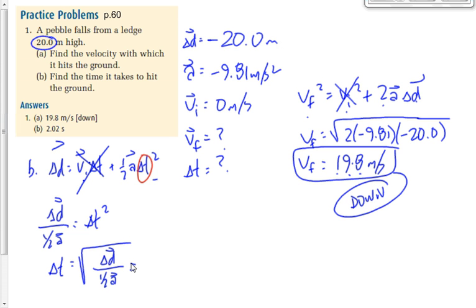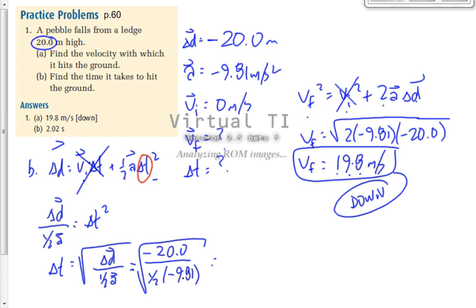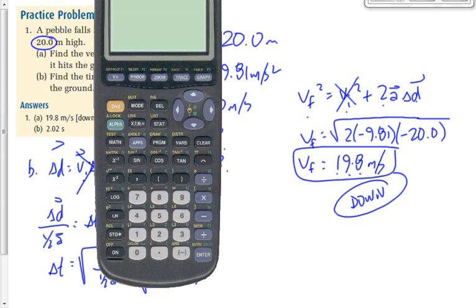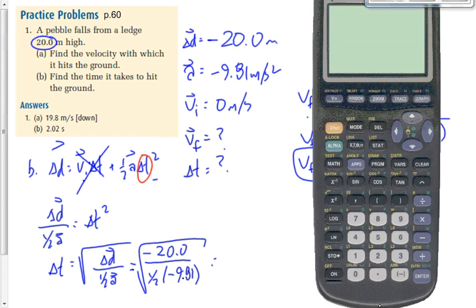Let's plug in our numbers here. Delta D is negative 20.0 meters. Don't forget to plug in the negative value. Over 1/2 of negative 9.81. Don't forget to plug in the negative for that one either. All right, I'm going to do this one on the board here because some people, although they may have it rearranged correctly, will mess up on plugging this into their calculator. Everybody should take out the calculator right now and do this with me.